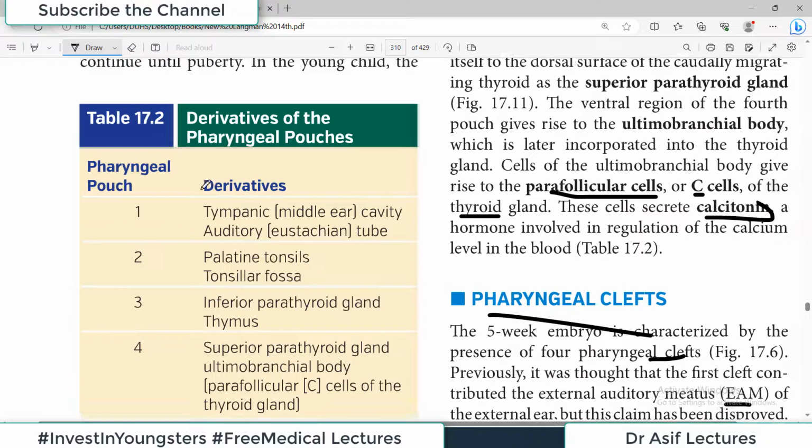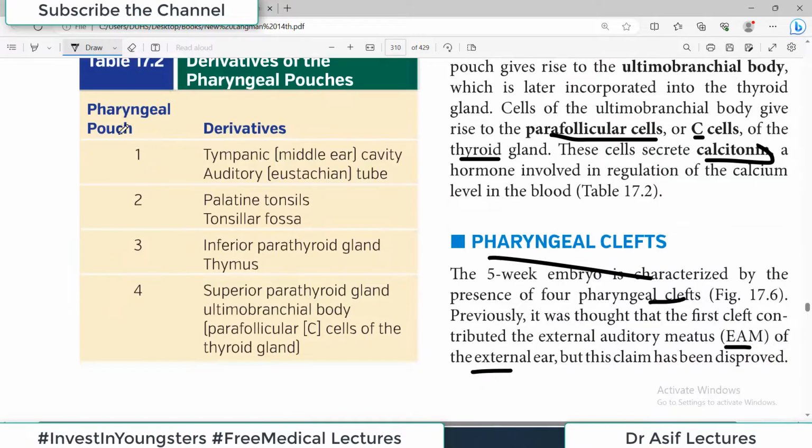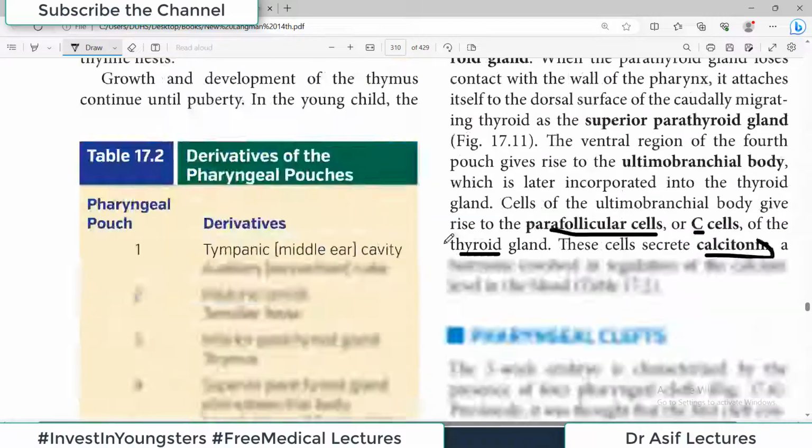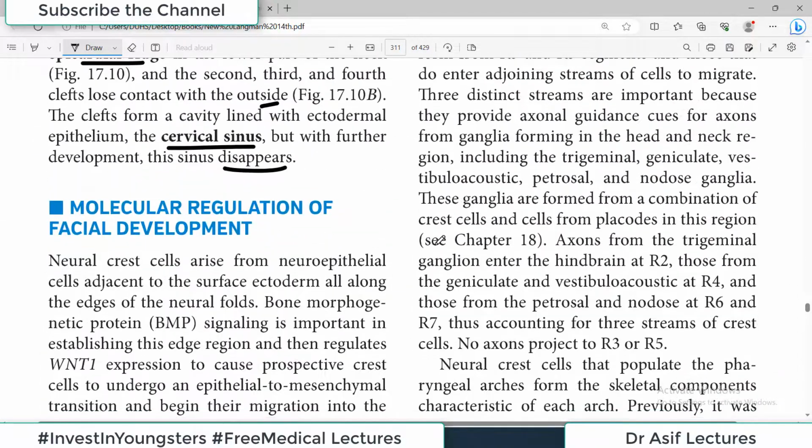Okay, this is an important table again. Pharyngeal pouches, each pharyngeal pouch and its derivative. Okay, and these are the same as also depicted in this particular diagram. So that's all the discussion about pharyngeal arches, pharyngeal pouches and pharyngeal clefts.